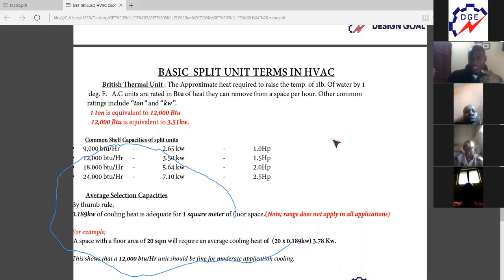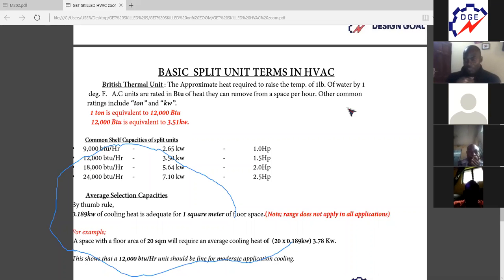Now, from this, if you look at this, it says British thermal unit is the approximate energy required to raise the temperature, like I said, of 1 pound of water by just 1 degree Fahrenheit. Then AC units are usually rated in BTU of heat they can actually remove from a space per hour. I have tried to streamline this as simple as possible. ACs are specified in terms of the amount of BTU they can remove. The BTU is British thermal units. They can remove from a space in 1 hour.